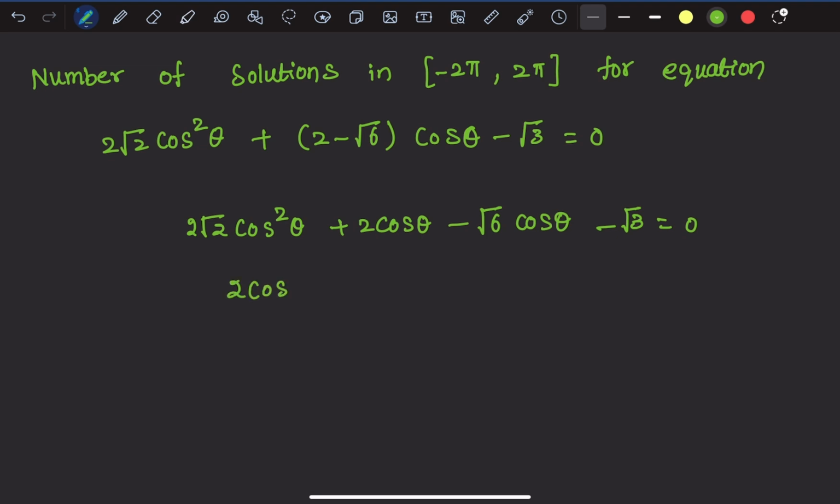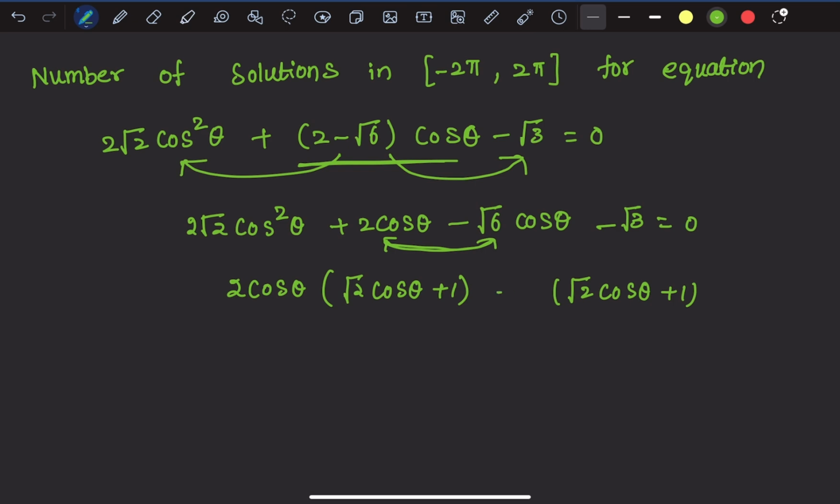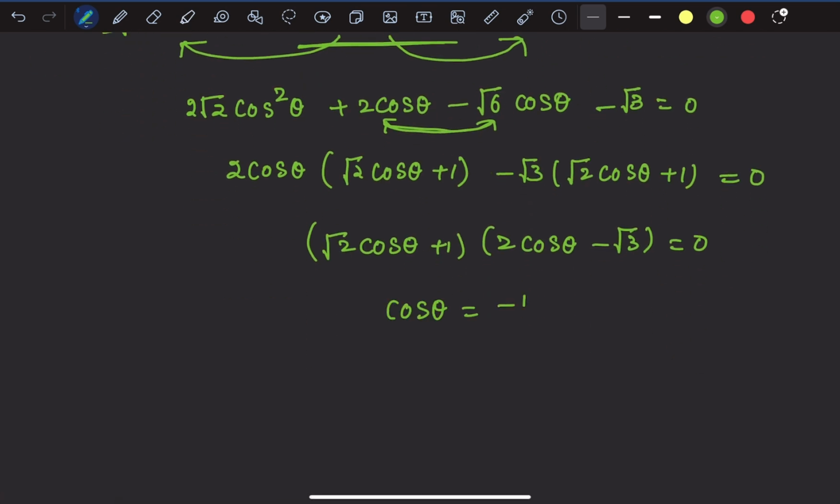So we can take 2 cos theta common here. So this will be root 2 cos theta plus 1. So like here you have 2 minus root 6, so it is like 2 cos theta minus root 6 cos theta. When you have two such terms in the middle, you should get this idea that you should share one term with this and one term with this. So that is why I have separated out these two terms. All right. So now you have root 2 cos theta plus 1 and minus root 3 will be common here. So root 2 cos theta plus 1 multiplied by 2 cos theta minus root 3 equal to 0. So cos theta is equal to minus 1 by root 2, or cos theta will be root 3 by 2.